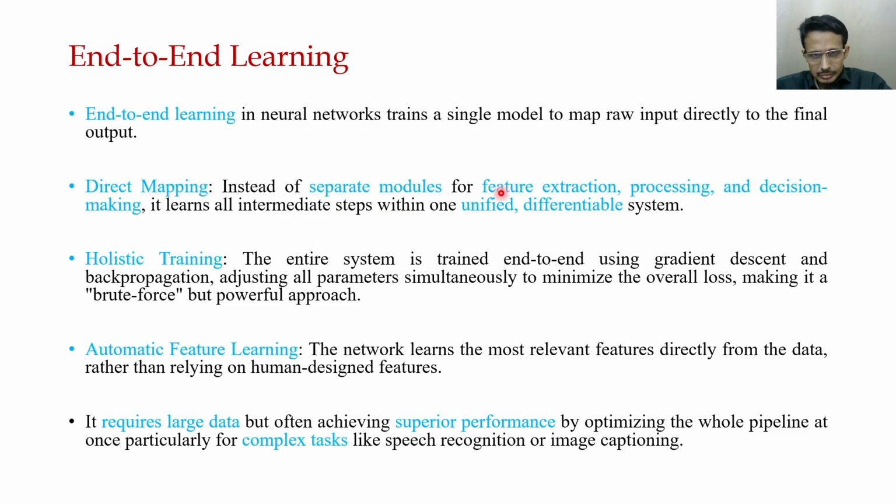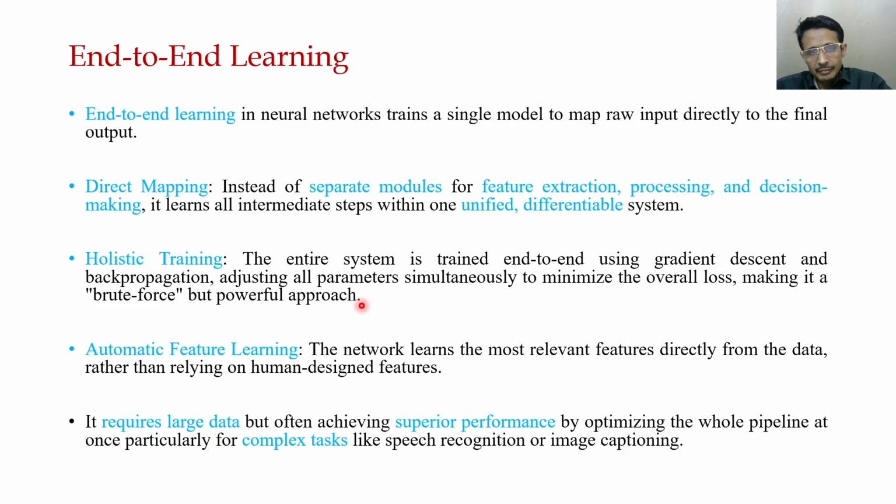Now, this entire system is trained end to end. When we use gradient descent, the entire system is being learned using backpropagation, adjusting all parameters simultaneously. So the weight updating of parameters is not that this module is trained differently, and that module is trained at a different time. No, all parameters minimize the overall loss, making it a brute force but powerful approach.